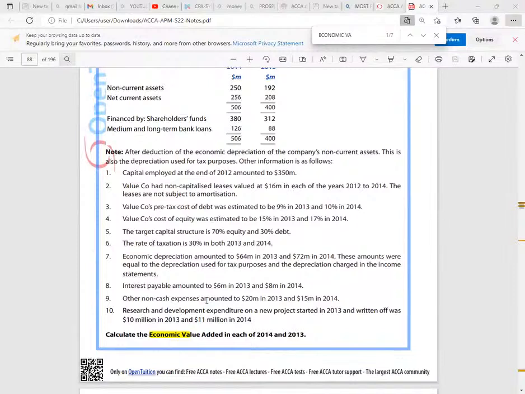Quite confusing, but my students normally understand this. So the non-cash expenses from note number 9, how much should I write here really? Non-cash expenditure for 2013. No, they're not talking to me. I don't know, for whatever reason, these students have decided to switch off. 20 and 15.